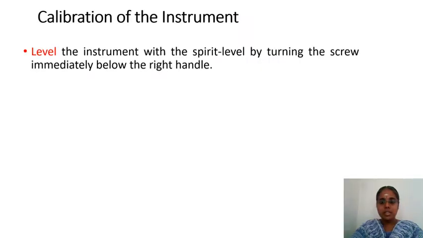Before continuing with the instrument description and drawing the diagram, I thought that the calibration of the instrument has to be told at this point. The instrument has to be leveled before starting the experiment. The leveling is done by adjusting a screw near the spirit level at the bottom, and seeing to it that the spirit level is in position, that is, the bubble is in between the two specified lines.